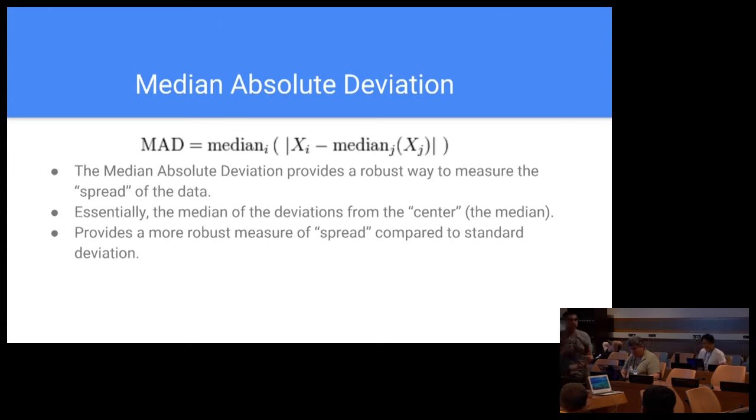So it's like the median deviation, whereas the standard deviation is sort of like the mean of the deviation from the mean. And so this provides a more robust measure of spread, because it doesn't get affected by that huge outlier. The deviation from that outlier is not going to be the median, so we don't really care about that. It doesn't affect our median absolute deviation.